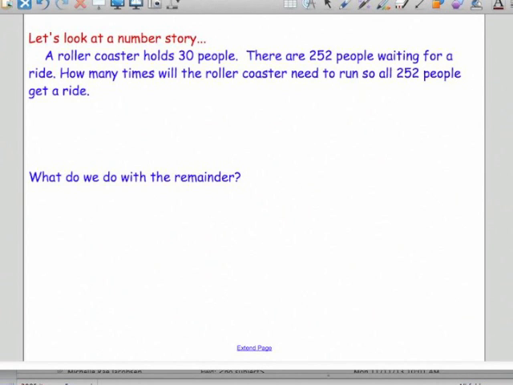All right, let's try one more. It says a roller coaster holds 30 people. There are 252 people waiting in line for the ride. How many times will the roller coaster need to run so all 252 people get a ride?